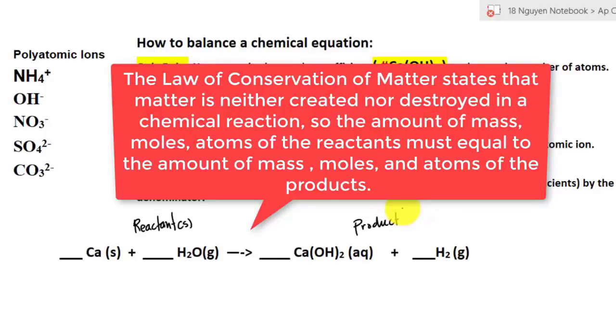Basically, the number of moles of each element on the reactant side must equal the number of moles of that same element on the product side. And if the moles are the same for each of those elements on both sides, so is the mass, and so is the number of those atoms. So that is basically the law of conservation of matter.